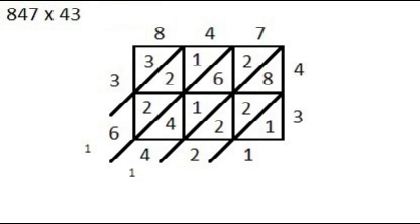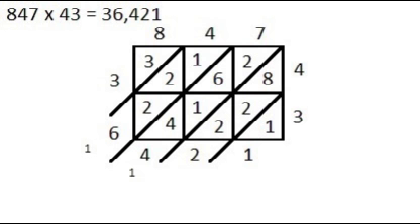so it's 3. If you read along the outside of the rectangle from left to right, you have 3, 6, 4, 2, 1. Therefore, 847 times 43 is 36,421. You can check it on a calculator if you like. You can use this method for any two numbers, and the more often you use it, the faster you'll get. So if you only have a pen and paper to hand and can't use a calculator for any reason, you can use this.